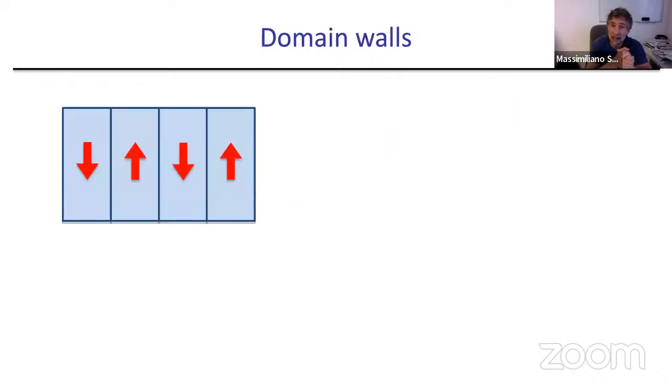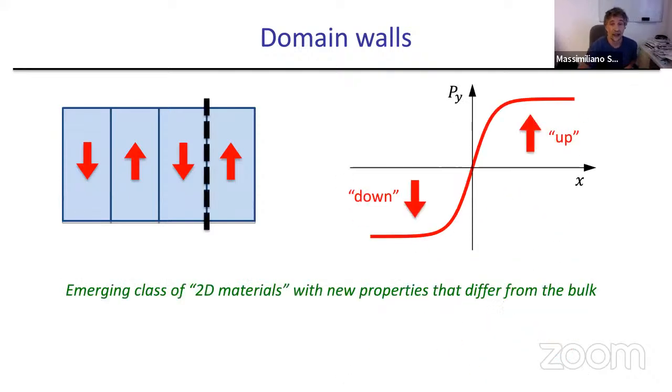So in a macroscopic sample, the phase transition occurs usually not in a homogeneous manner, but the sample breaks into domains with polarization pointing in different directions. And actually, the boundaries between different domains, which are called domain walls, are quite interesting and are actually considered an emerging class of 2D materials with new properties that can differ quite a bit from the bulk properties.